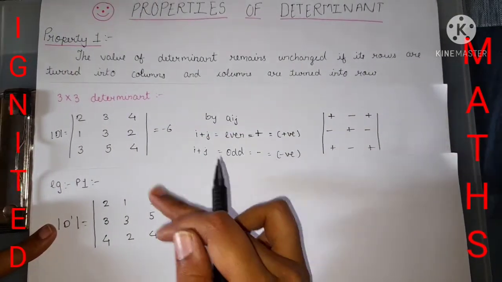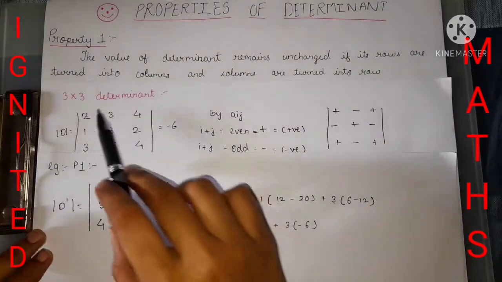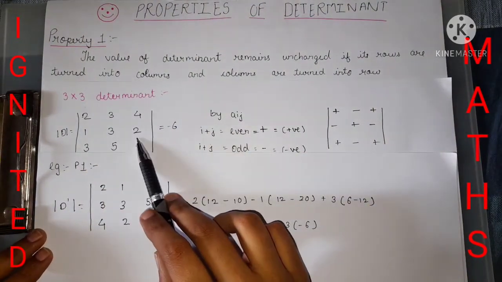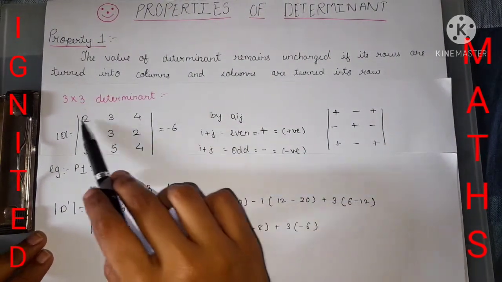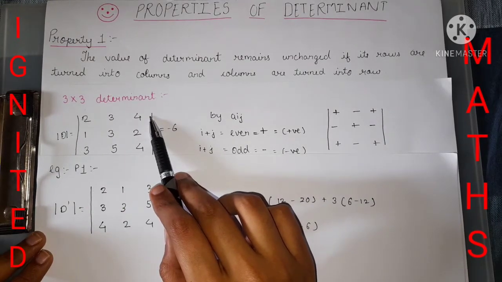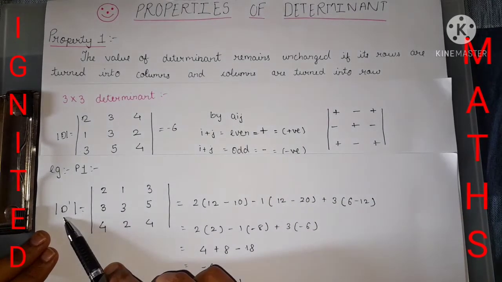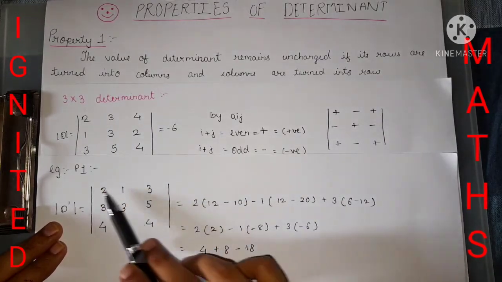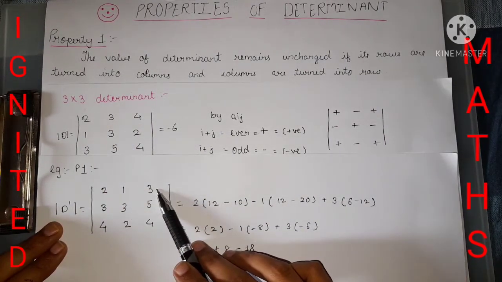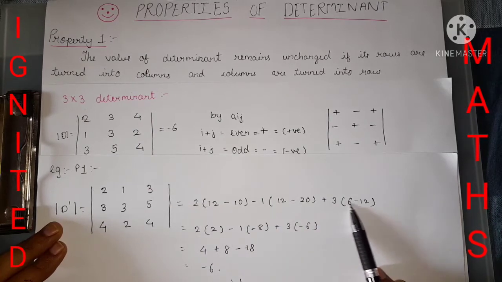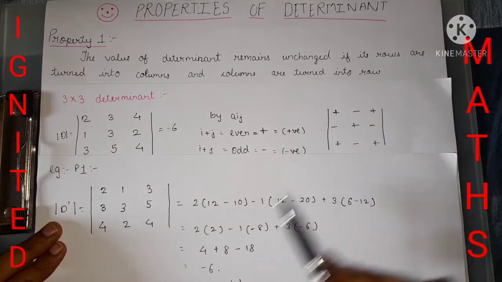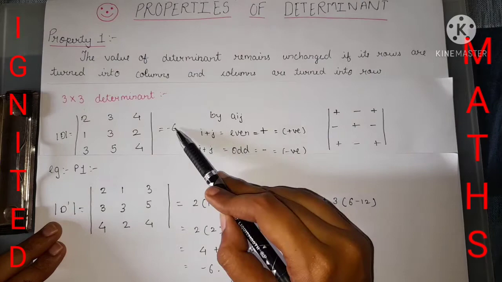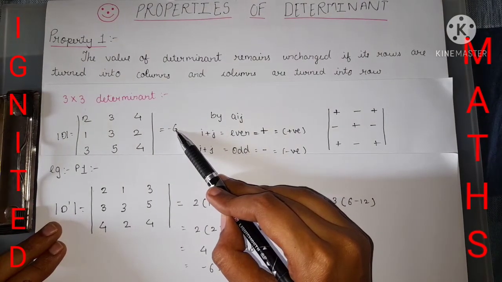This is the proof for the determinant. In the previous example, I found the 3 cross 3 determinant by expanding the row 1, and even at the D dash value, that is after interchanging the rows and columns, I have expanded with my first row. You can see over here, with the help of the signs, I got the answer minus 6. Earlier also I got the answer minus 6.